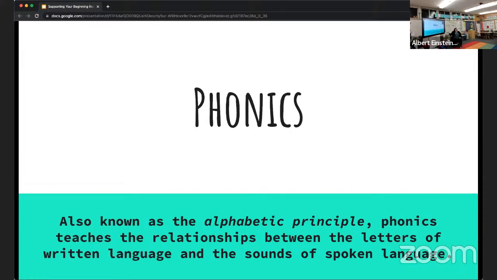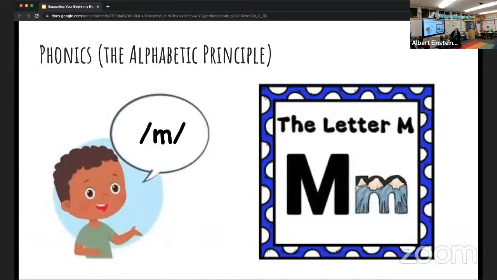Then we get into phonics. This is where we introduce the letters of the alphabet. We teach them the sound that goes with each letter or each combination of letters. This is a really important part of, okay, we're going to be actually giving them something to look at now and read. How do we do that? Okay, Andrea, can you go to the next one?